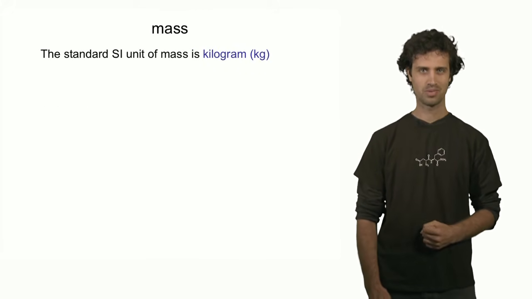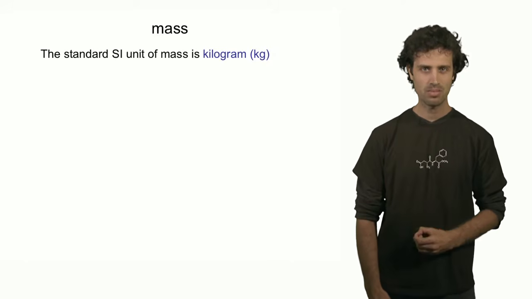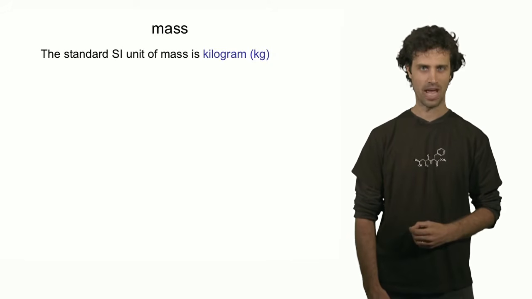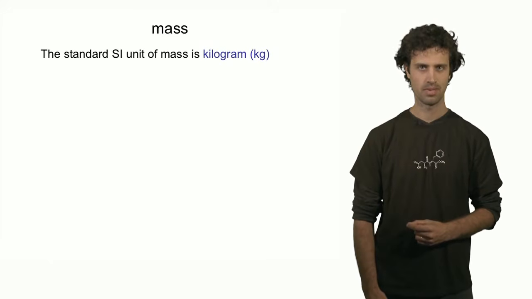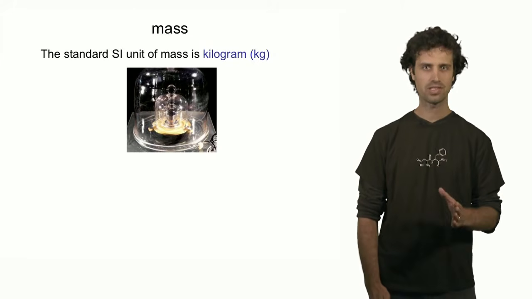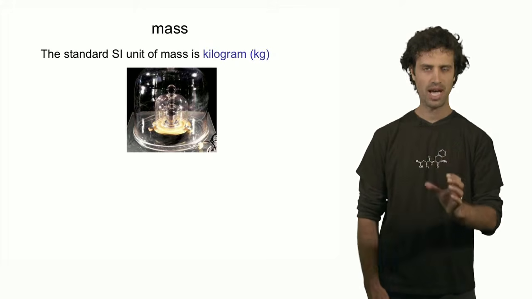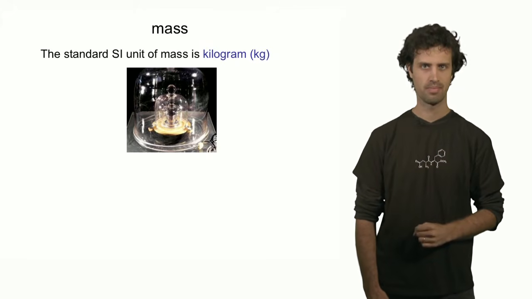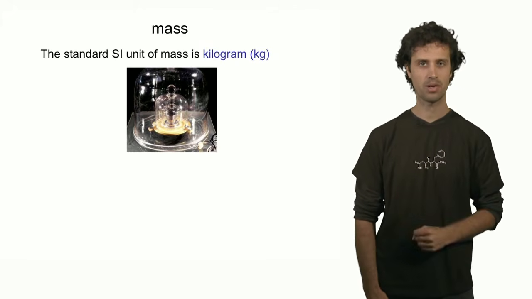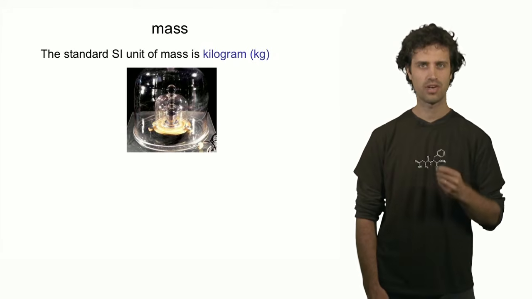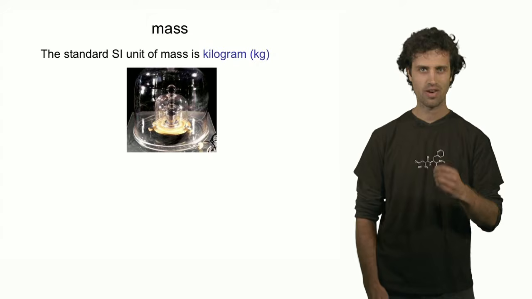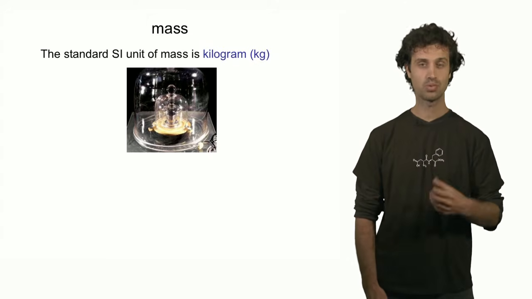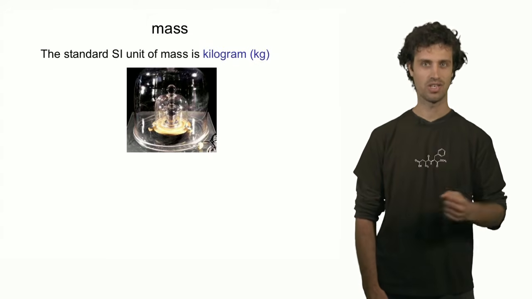Let's move on to mass. In the SI system, the unit for mass is the kilogram. The kilogram is a relative measure. It is defined as the mass of a prototype mass, and that is a block of metal which is kept in Paris under extremely secure conditions. These conditions are very secure, otherwise the mass would change and hence our unit would change as well.